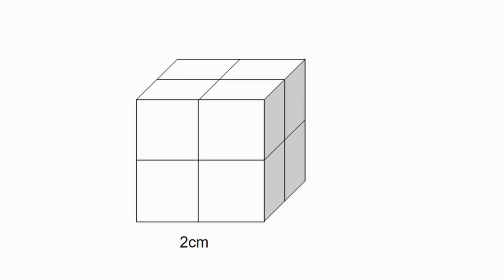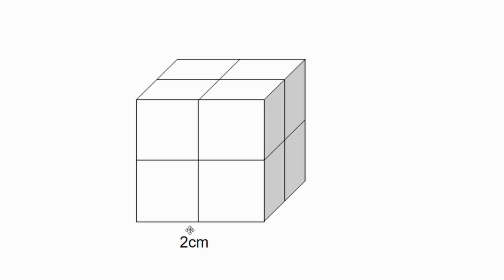When looking to find the volume of a 3D shape, we need to consider the shape we're looking at. In this case, it's a cube. So to find the volume of a cube, we need to multiply the length by the width times the height. Now, luckily for us, with a cube, all of those lengths are going to be the same.